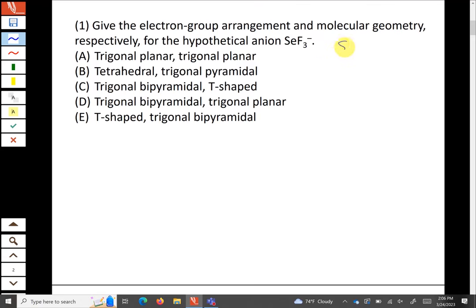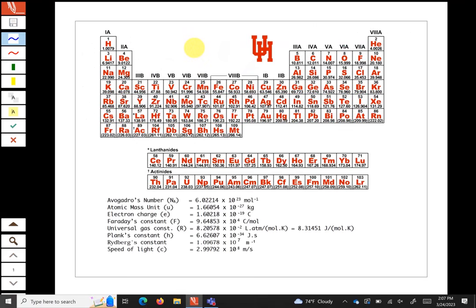So we have selenium, and we have fluorine, and we have a negative charge that are going to account for all the electrons that are present, all the valence electrons. And as a review, we're going to go to the periodic table to figure out how many valence electrons each of those atoms has.